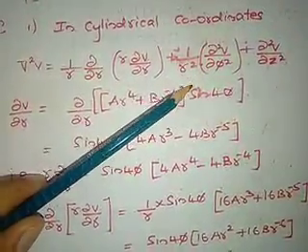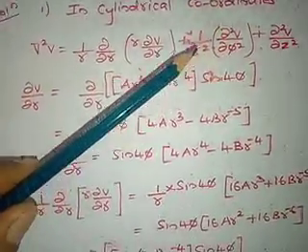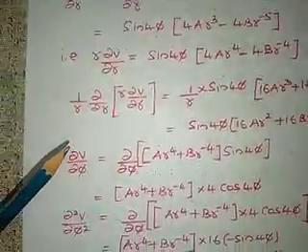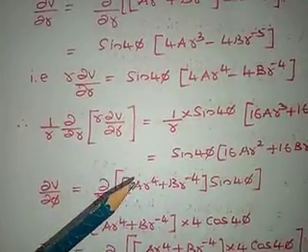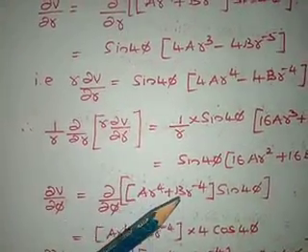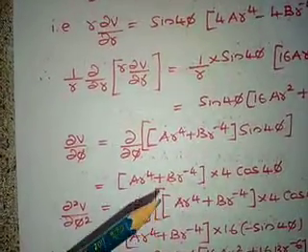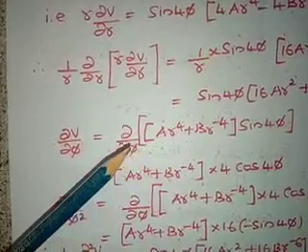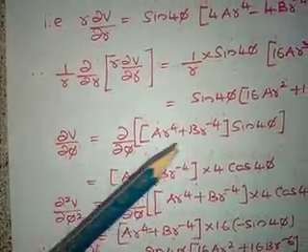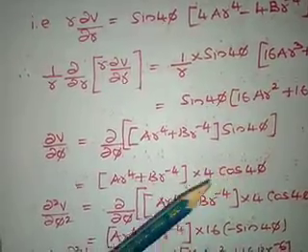Next find out dou V by dou phi, then dou square V by dou phi square, then multiply with 1 by R square. So dou V by dou phi is equal to dou by dou phi of the given equation, AR raised to 4 plus BR raised to minus 4 into sine 4 phi. You are differentiating only with respect to phi, so R will be constant. So AR raised to 4 plus BR raised to minus 4 is constant, take it outside. The differentiation of sine 4 phi is cos 4 phi into 4. That I have written here.